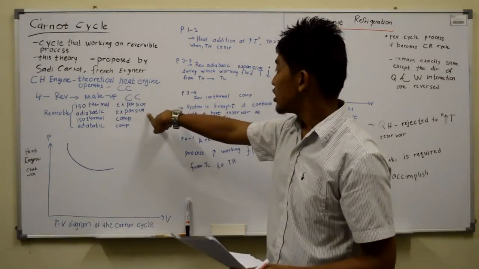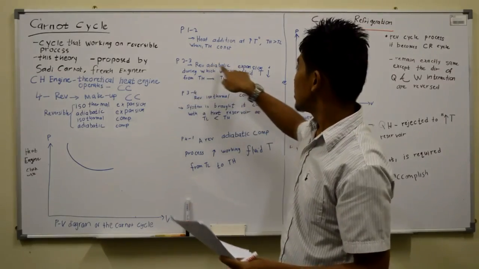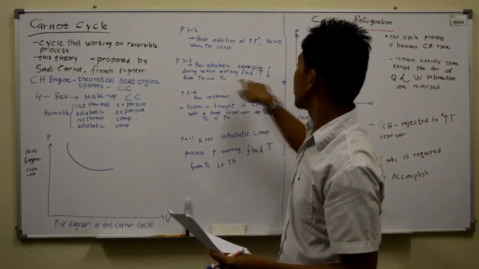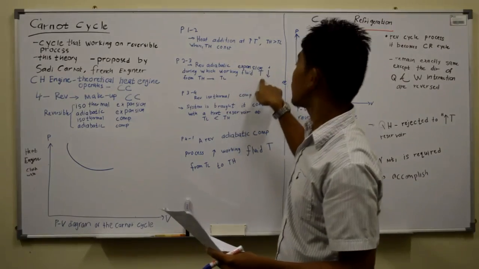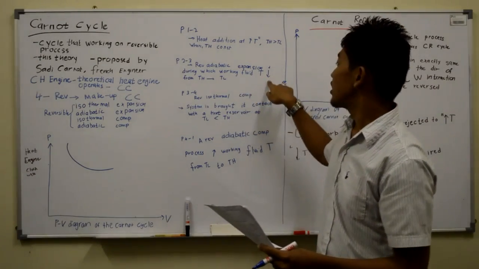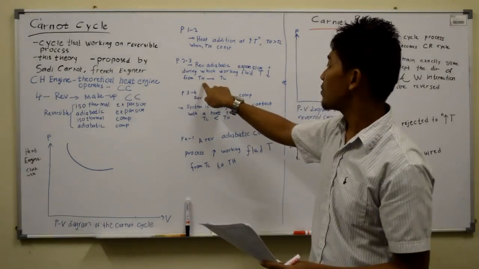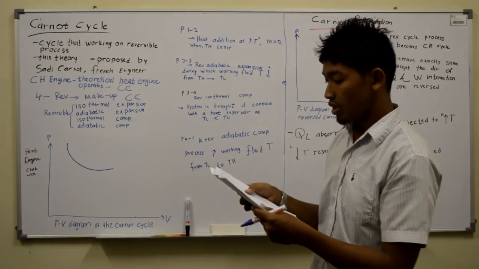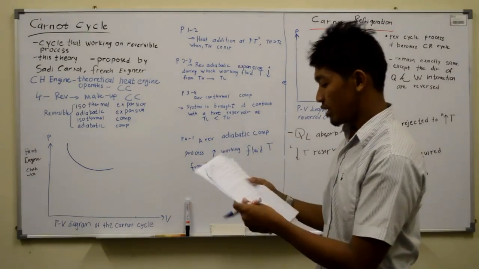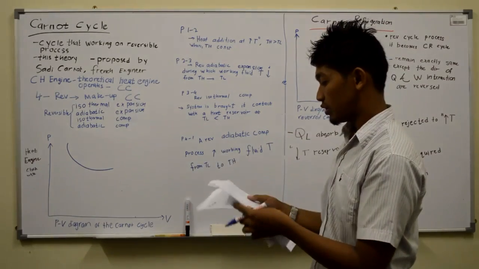And then the second process is adiabatic expansion, which is reversible adiabatic expansion, during which the working fluid temperature decreases from high temperature to low temperature. Okay, at this temperature, this is the process.